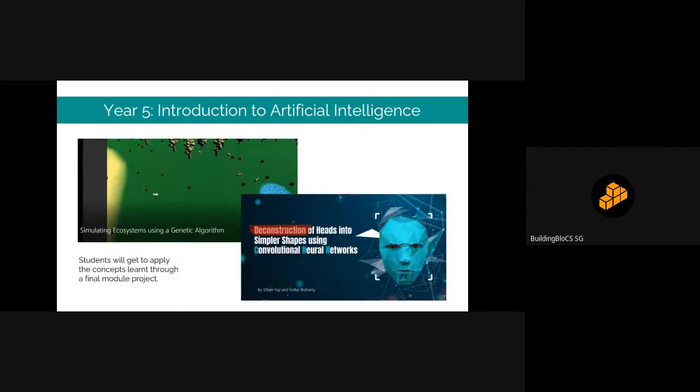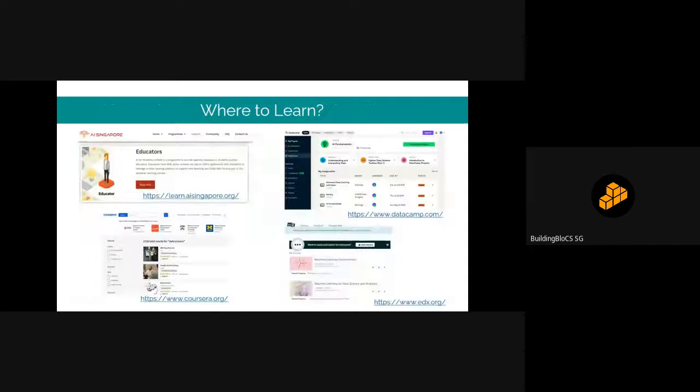Once again, students will get to apply the concepts learned through a final module project. For educators that are new to AI and machine learning, you might be wondering where to learn from. So these are some resources that will be useful.